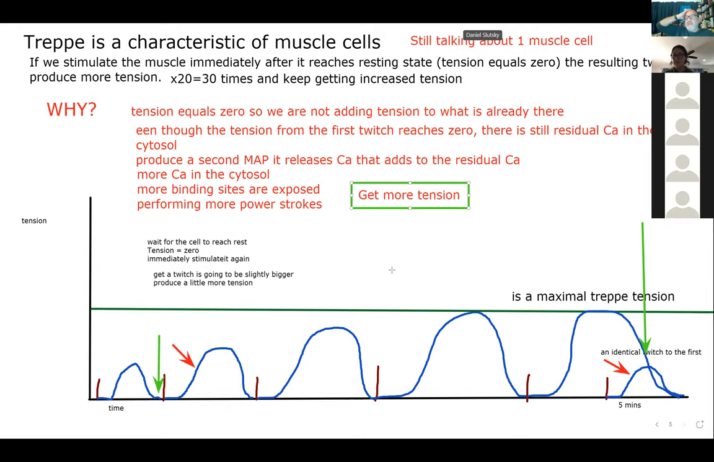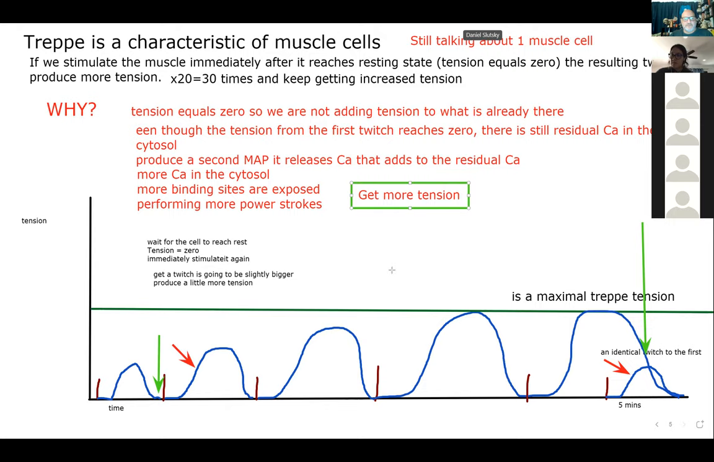Yes, in this case, there is a maximum amount of residual calcium you can have in a cell without having it have an effect. So there's going to be a maximum trapping. All right. Do we understand this concept of trapping?